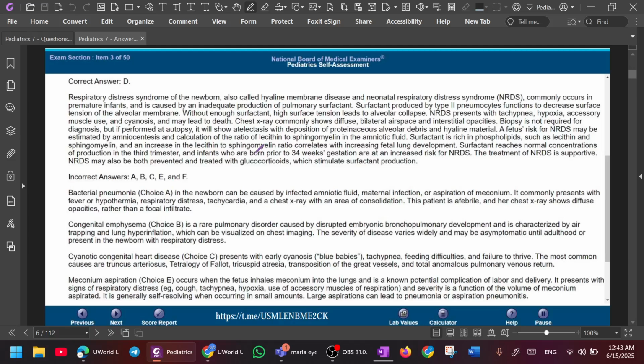congenital emphysema, the rare pulmonary disorder caused by disrupted embryonic bronchopulmonary development and characterized by air trapping and lung hyperinflation, which can be visualized on chest imaging. The severity of disease varies widely and may be asymptomatic until adulthood or present in newborns with respiratory distress.